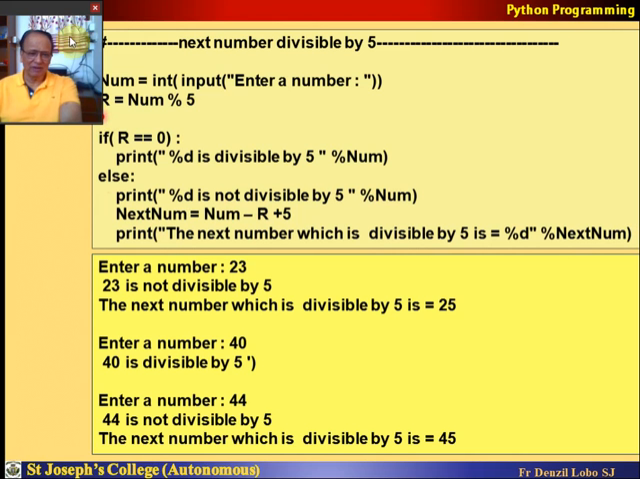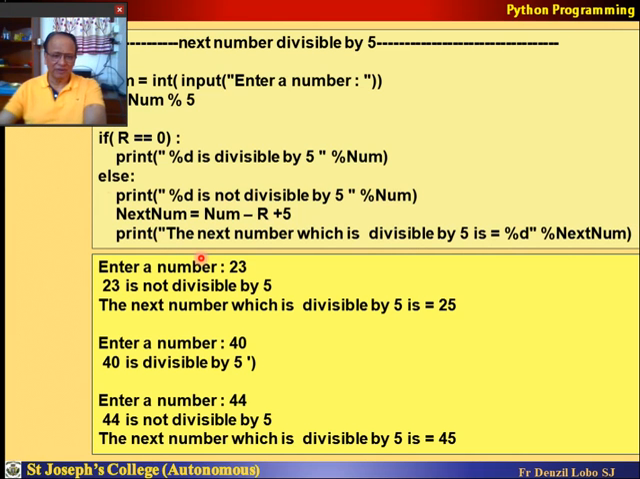For example, here I have got examples. Enter 23. It says 23 is not divisible by 5. The next number which is divisible by 5 is 25. Again, enter number 40. So 40 is divisible by 5. Entered 44. 44 is not divisible by 5. What is the next number? It is 45.